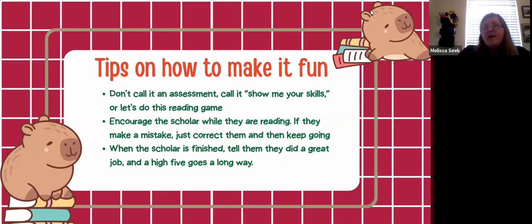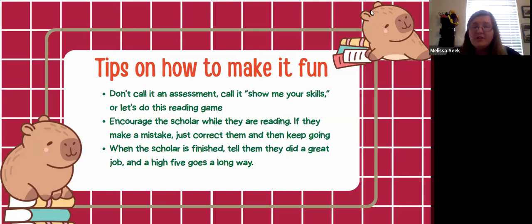Sometimes they'll ask why you're taking notes. I often just tell them, oh, I'm just taking notes so we can add it up at the end and see where you got. Some scholars really like to know the scores. Some don't. It really is up to you and your scholar. You guys know your scholars best. You guys can really be the ones to make that judgment call on how you make this a little bit more interactive and fun for them.